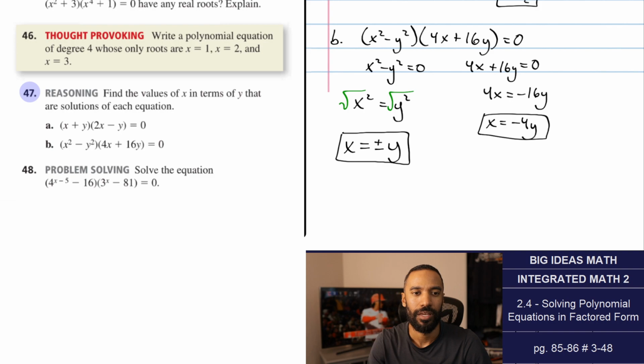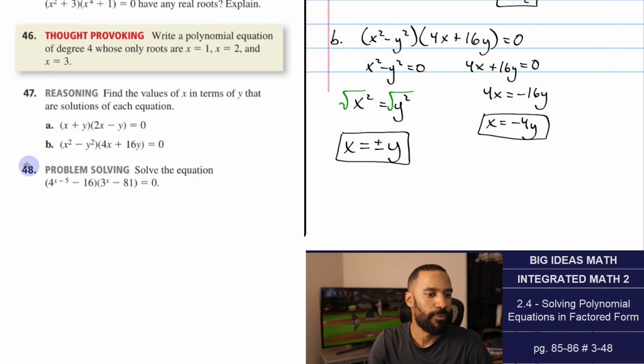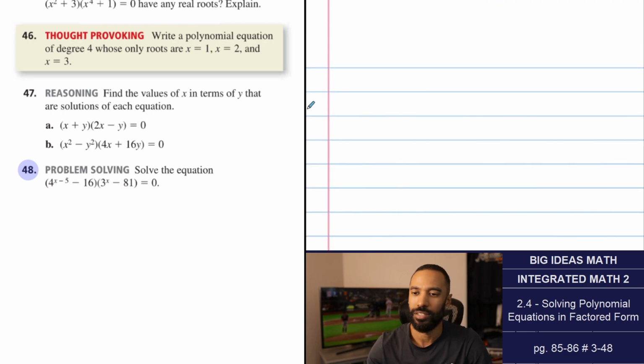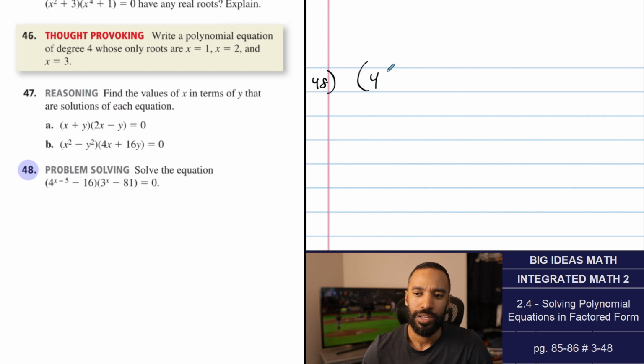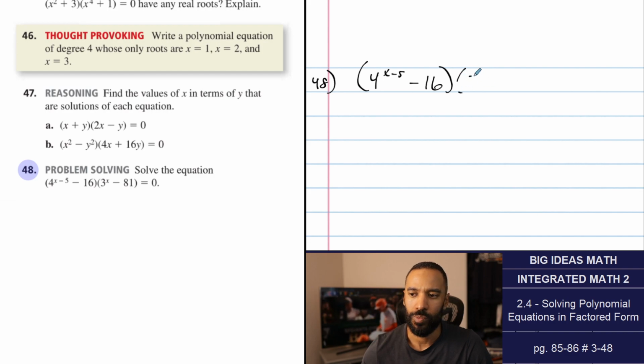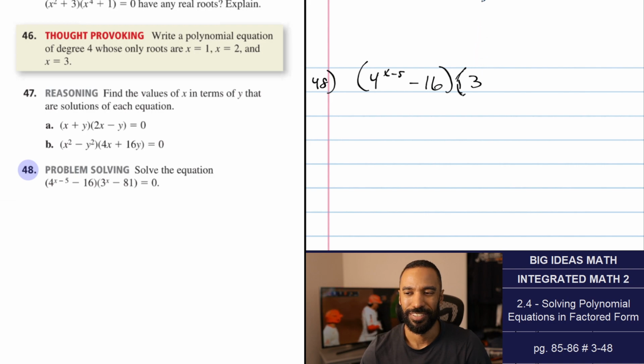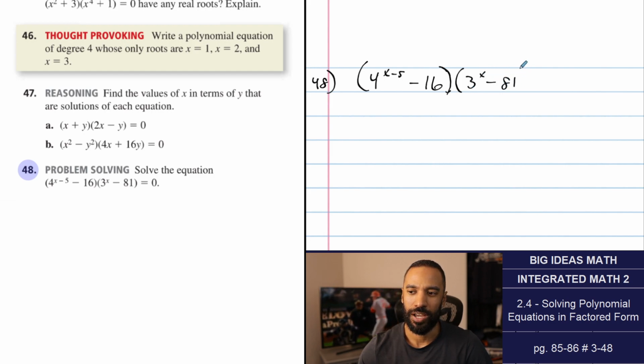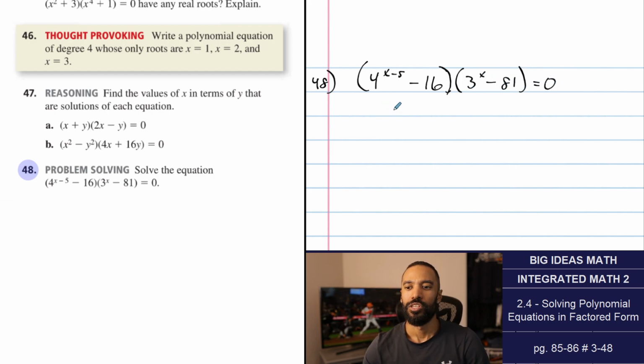Okay, and the last problem, this number 48. I'm really curious what stuff we need to know and not. Solve the equation 4 to the x minus 5 power minus 16 times 3 to the x minus 81 equals 0. This is the last problem. So same-ish as before. Set these separately equal to 0.